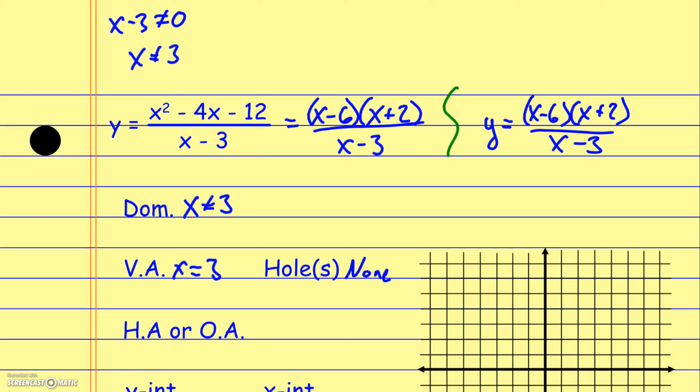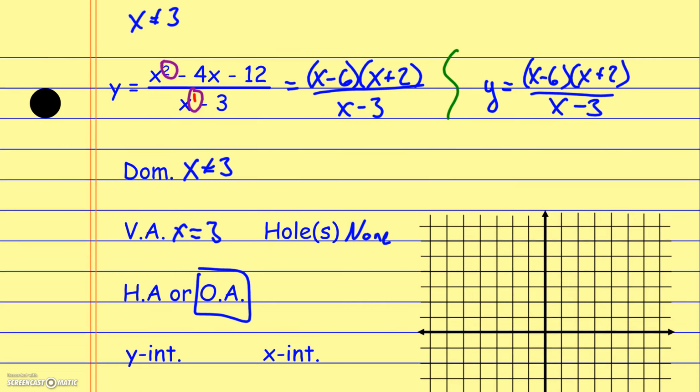Horizontal versus oblique, I look at the degrees. Again, the degree of the numerator here is 2. The degree of the denominator this time is 1. I can't see it, but I know it's there. Since the numerator is larger, I have to do an oblique asymptote this time, and I have to find that through synthetic division. All right, so I'm going to use some synthetic division to find this.